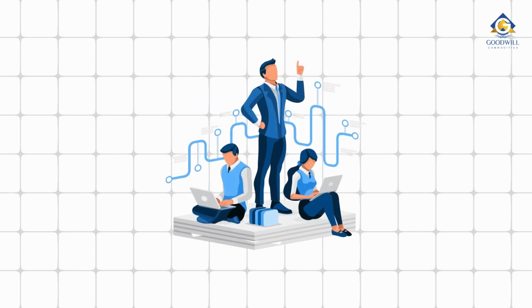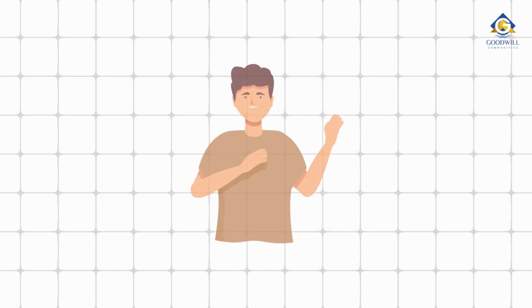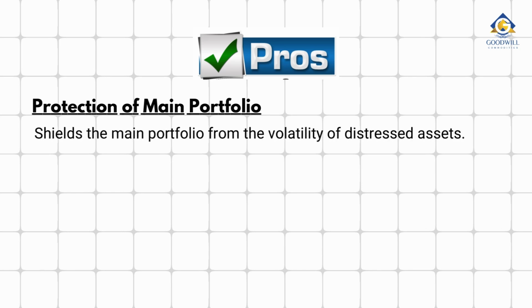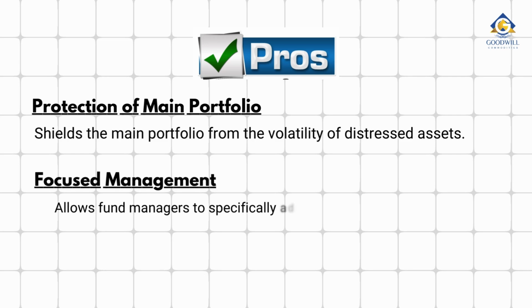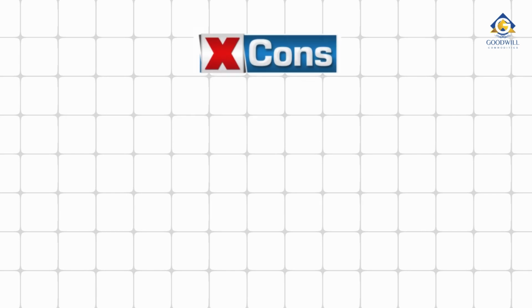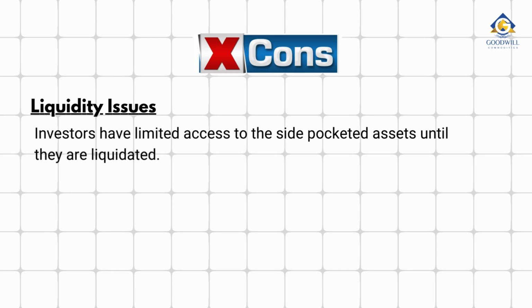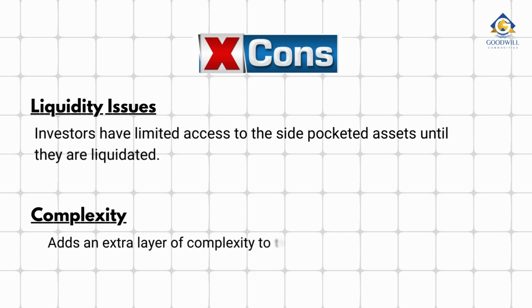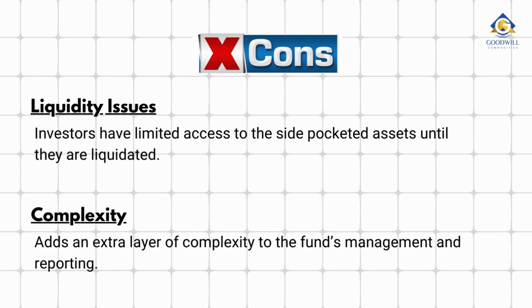Like any financial strategy, side pocketing has its advantages and disadvantages. Let's take a look. Pros. Protection of main portfolio: shields the main portfolio from the volatility of distressed assets. Focused management: allows fund managers to specifically address and potentially recover value from illiquid assets. Cons. Liquidity issues: investors have limited access to the side-pocketed assets until they are liquidated. Complexity: adds an extra layer of complexity to the fund's management and reporting.